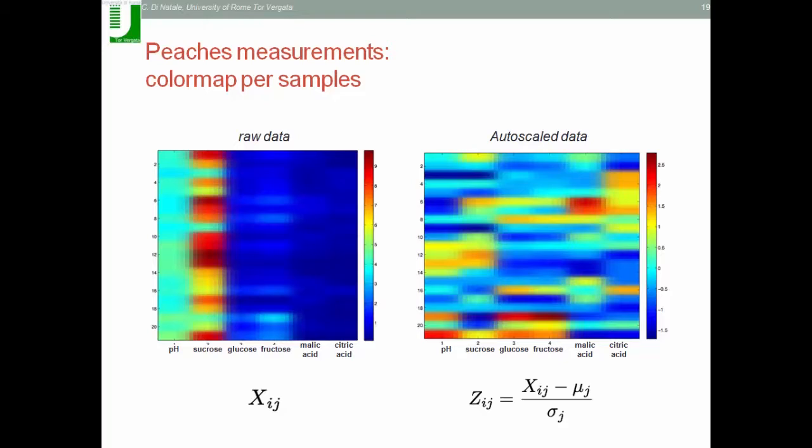This is quite a strong assumption and a strong position, because we give equal dignity, equal importance, to each variable. And this means that we also trust in this.